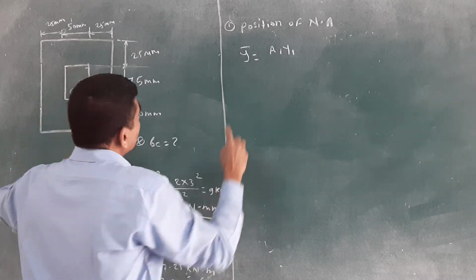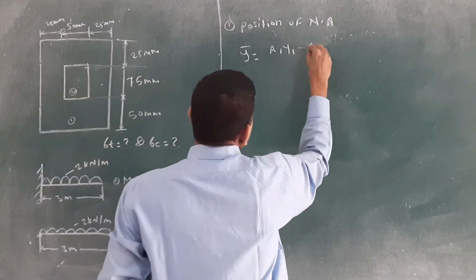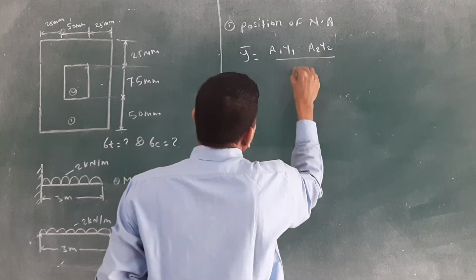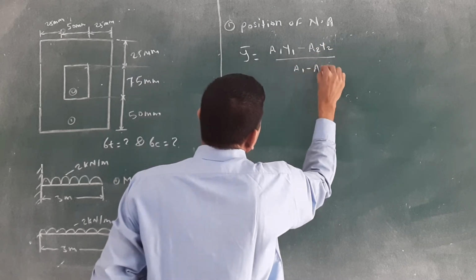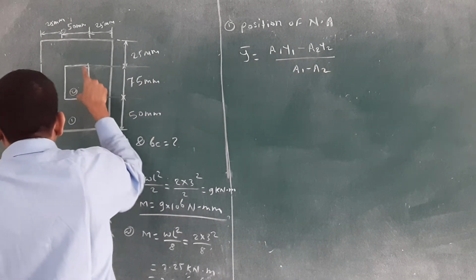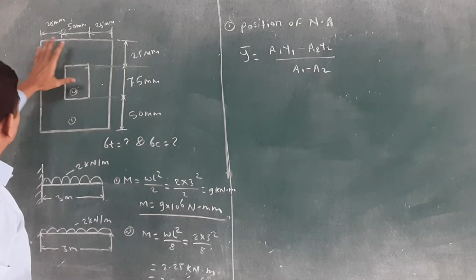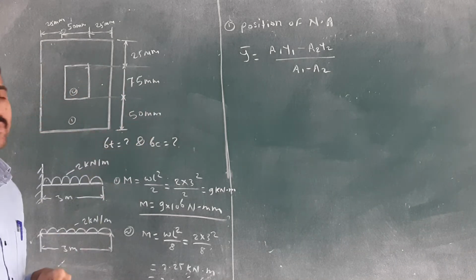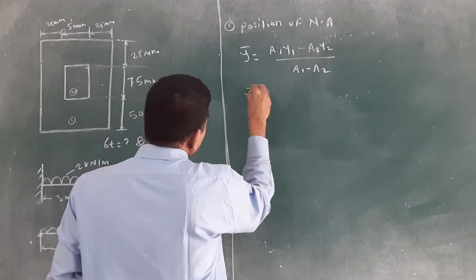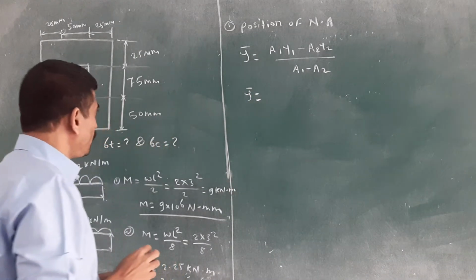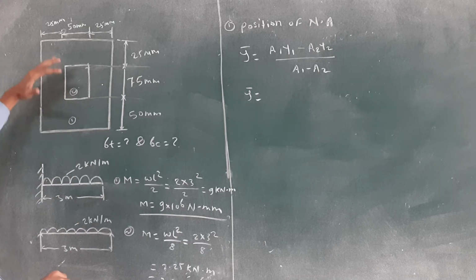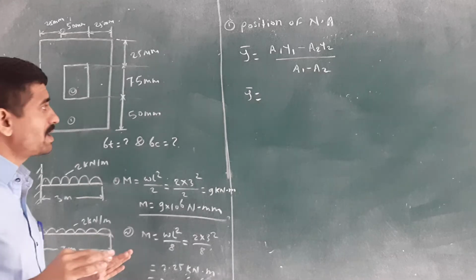Okay, then you will get the y bar neutral axis position: A1 y1 minus A2 y2 divided by A1 minus A2. That's it. Remember that if you have any hollow component inside that bigger component, then you have to subtract it and calculate the position of the neutral axis. In the last lecture we started from the bottom, but in this lecture I will tell you how to solve from the top. You will get the same answer.